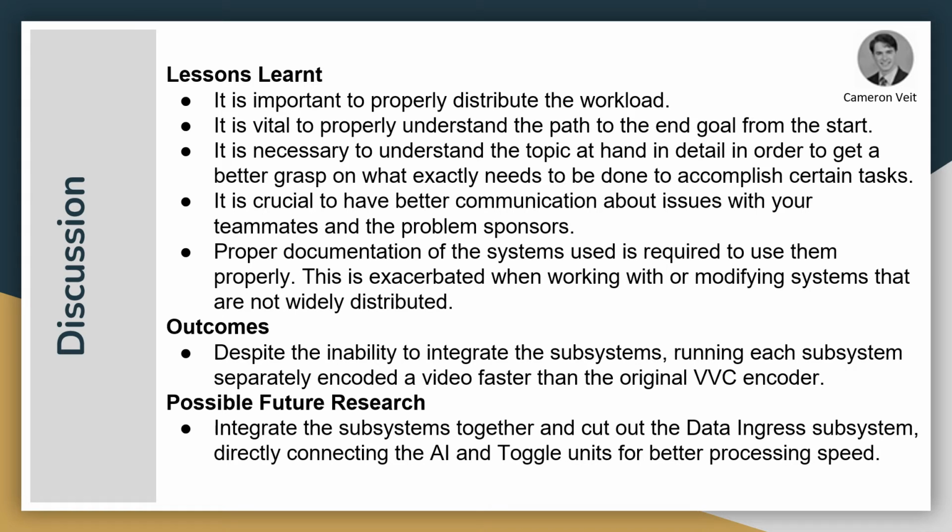In addition to a desired outcome for the fast versatile video coding project, the possible future research has a lot of potential. To be specific, it is possible to greatly improve the processing speed over the current stage of the fast versatile video coding project by integrating the subsystems together and then removing the data ingress subsystem. This would cause the AI and toggle units to directly connect to each other for a much better processing speed.